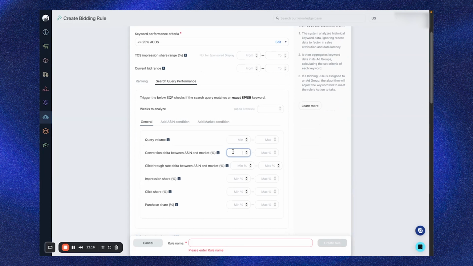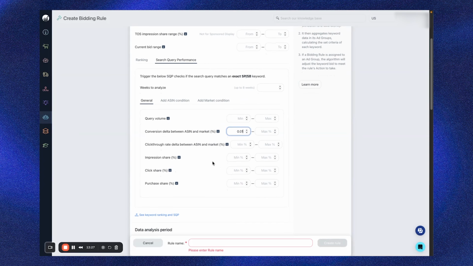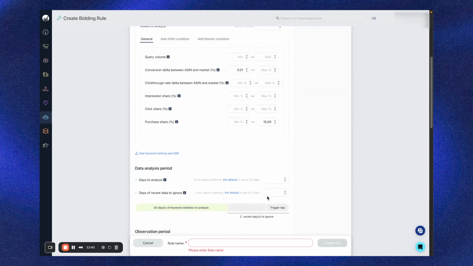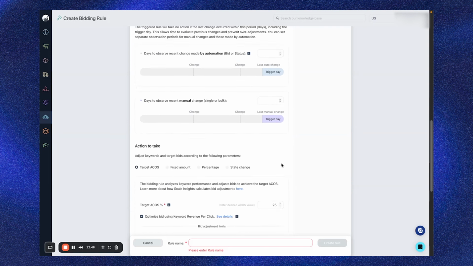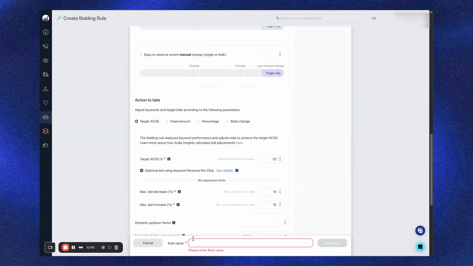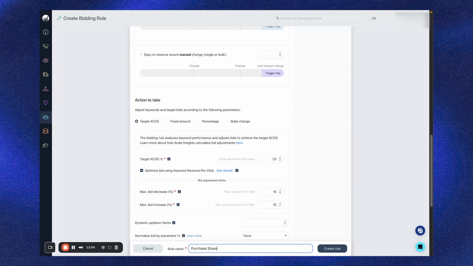So I like to look at, like we said, everything where we have a better conversion rate than the market, where the conversion delta between ACE and the market is higher than 0, obviously. You could also implement purchase share parameters. In this example, all of the targets that we just looked at had under 10% purchase share. So now you could say, okay, everything with maximum 50%, and then let's say a 7 to 2 days observation period. And then you would call this purchase share. Just use a naming scheme that works for you. Purchase share, increase, ASIN X, Y, and Z.